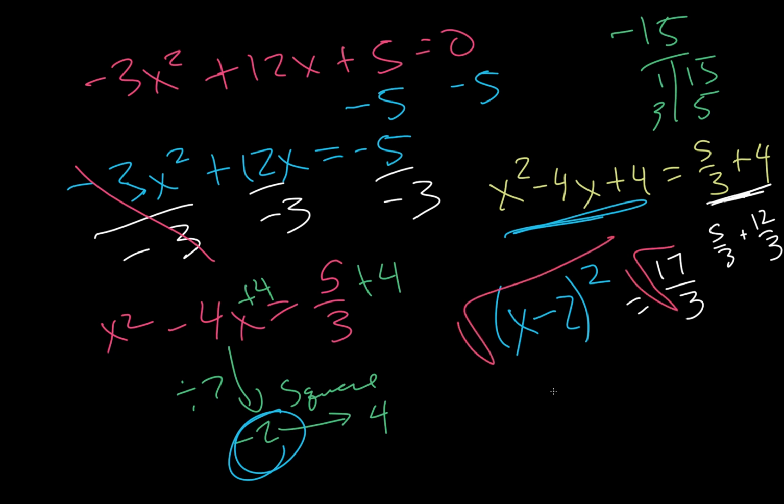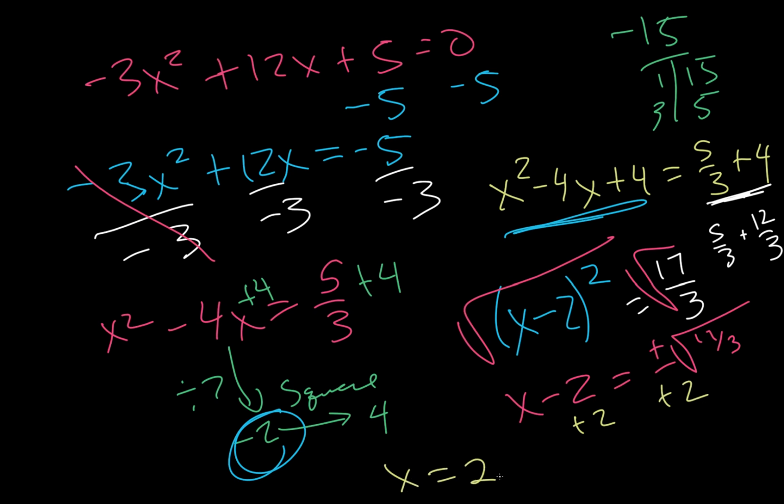Okay, from here we can just do some algebra. So we square root both sides. We get x minus 2 on this side, and then we get plus or minus the square root of 17/3. We add 2 to both sides. And then our final answer, x equals 2 plus or minus the square root of 17/3.